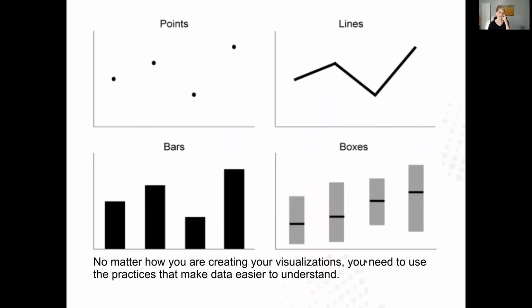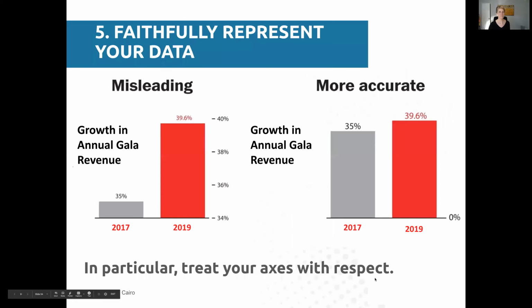So the reason that things like points and lines and bars work really well is because they use those principles. So they're a great place to start. And when you start seeing fancy things, you really have to think about, does it make it easy for me to understand the information?